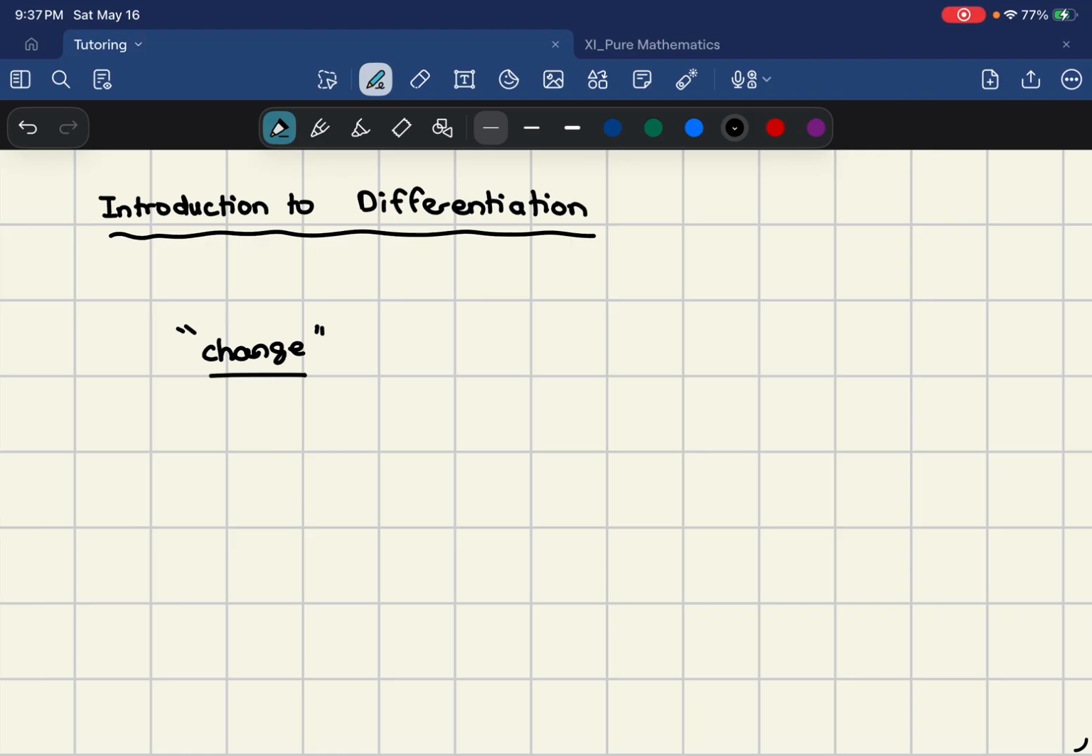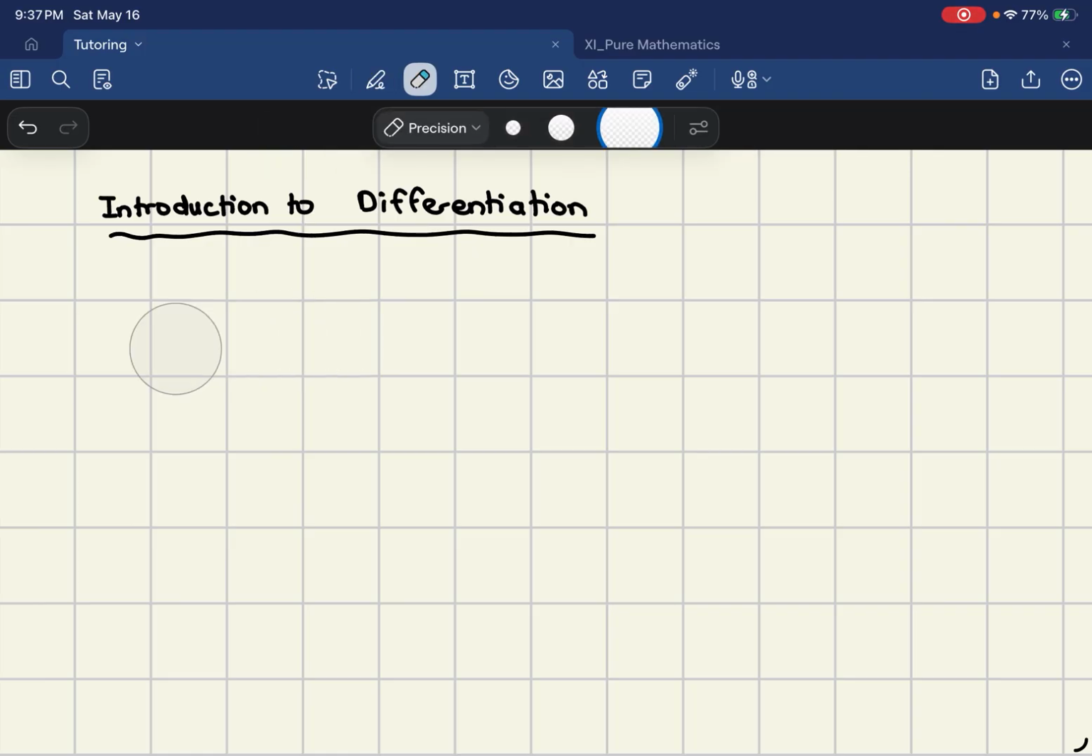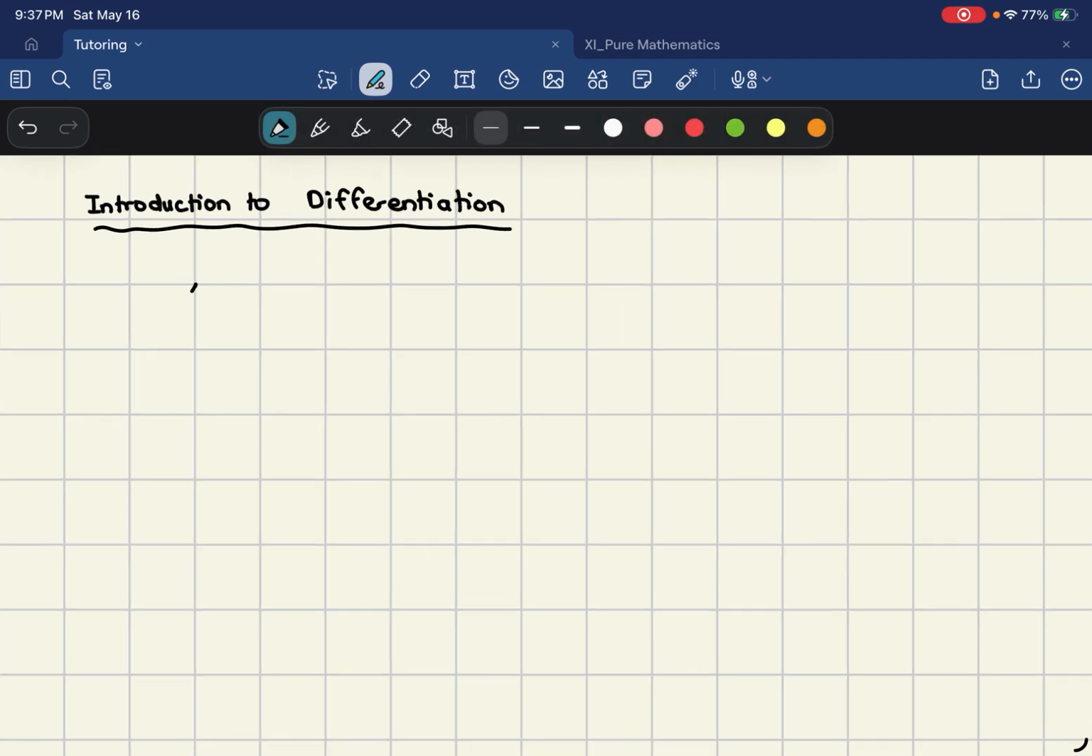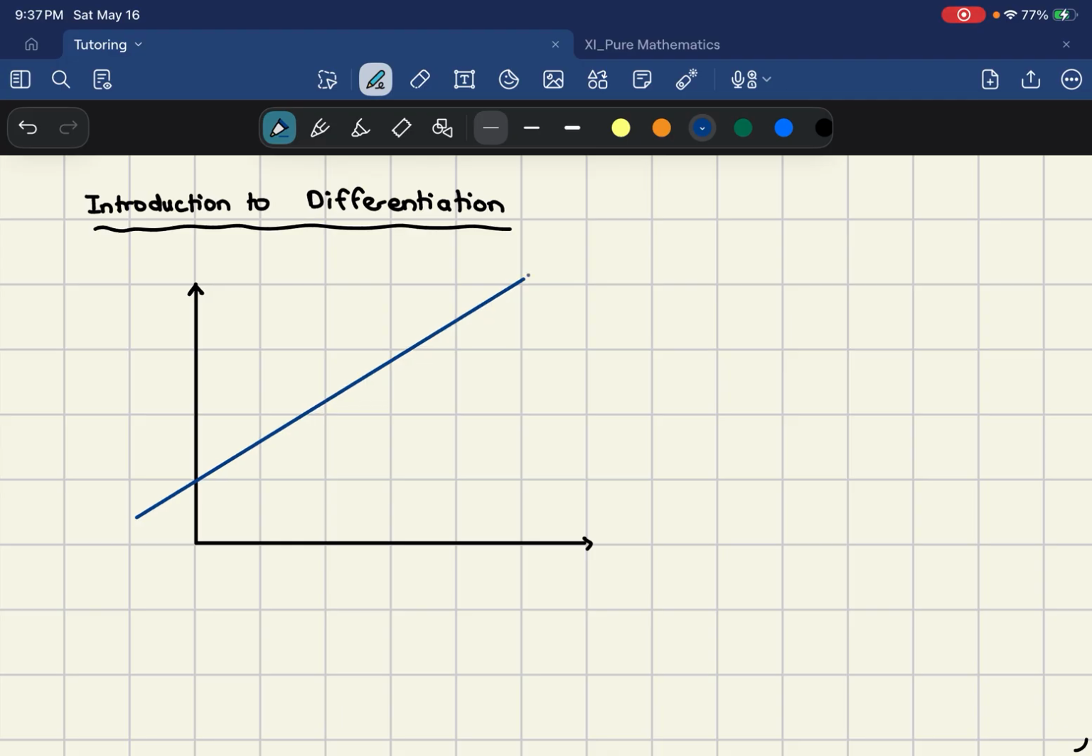That is the central idea. Something is changing, and we're trying to figure out how things change. So let's start with something that we're familiar with: our straight line graph. I give you this straight line graph, and I give you the equation y = mx + c. And I ask you, what is the slope of this line? Well, you will tell me the slope is just m. Another way to say slope is the gradient.